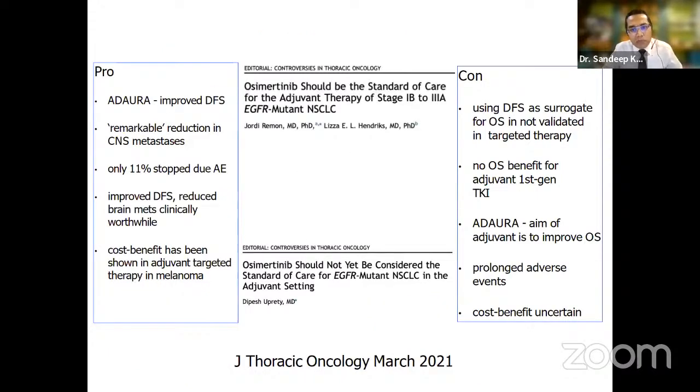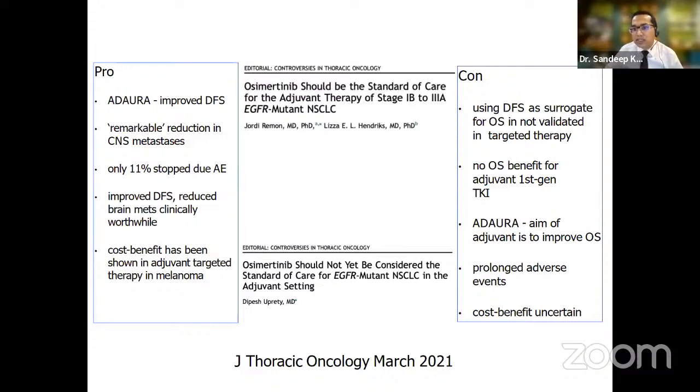So should osimertinib be the standard of care or should it not be? There are several pros and cons. ADAURA improved the DFS across the subgroups and populations. Only 11% of the population actually stopped it because of adverse effects. There was a remarkable reduction in the CNS metastasis. It improved the DFS, reduced brain mets, clinically worthwhile. Cost benefit has always been a concern for the Indian population.